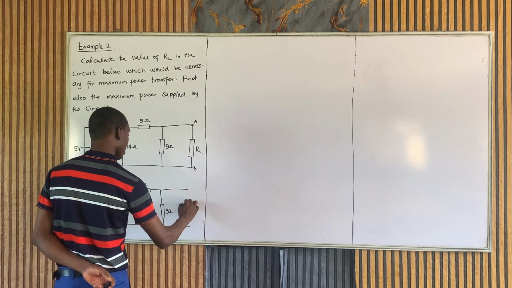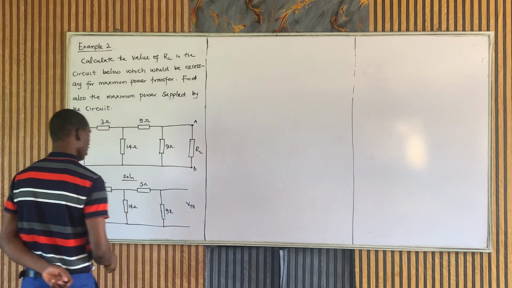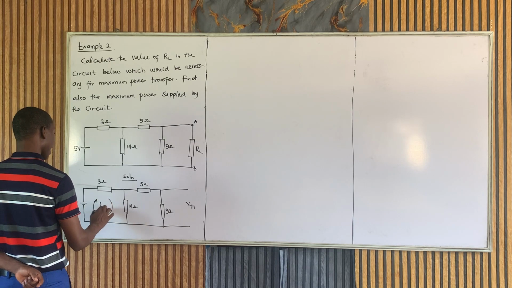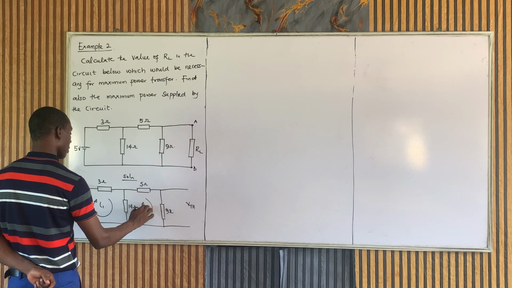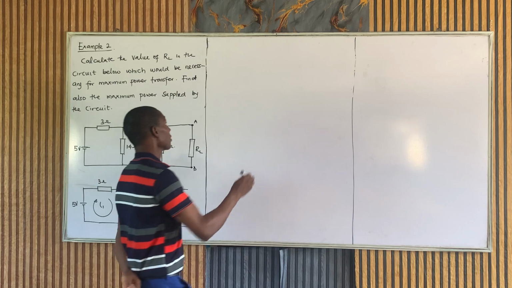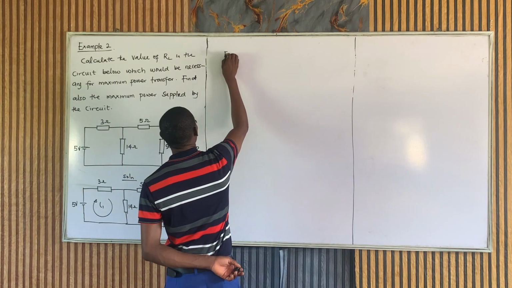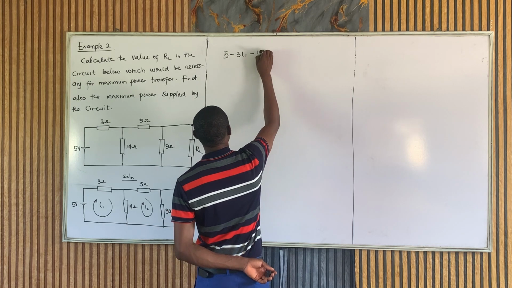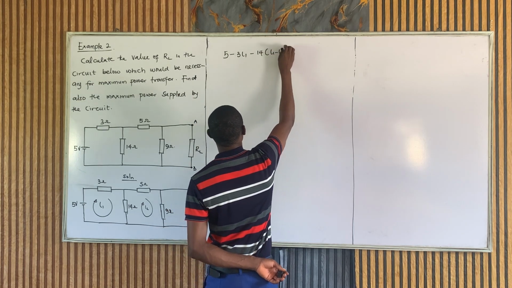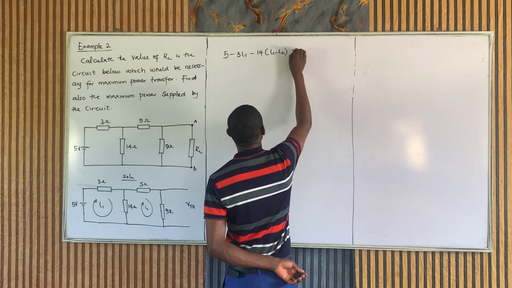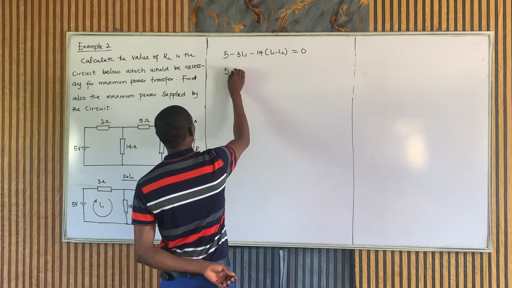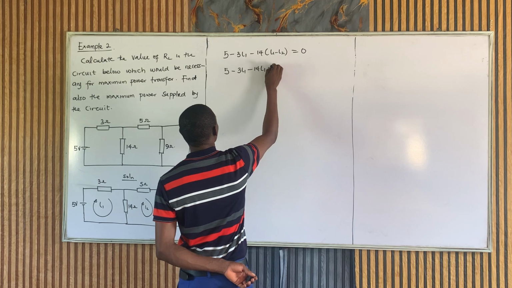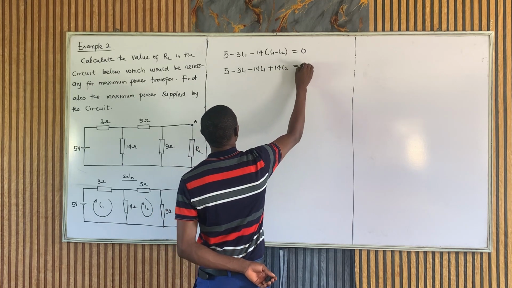Okay, so I'm looking for the voltage across this. Well, it's to get the current first. Let's call it I1. I'm using mesh. Let's call it I2. So this will give us 5 minus 3I1 minus 14 into I1 minus I2, which is equal to 0. This will give us 5 minus 3I1 minus 14I1 plus 14I2 equals 0.